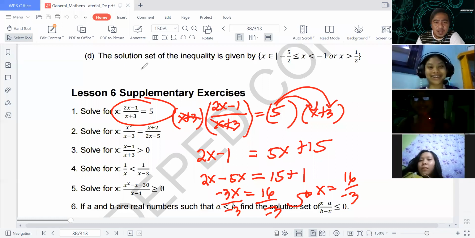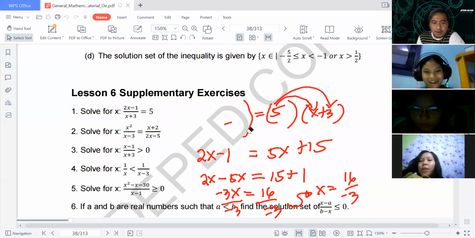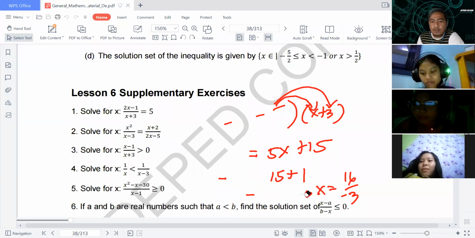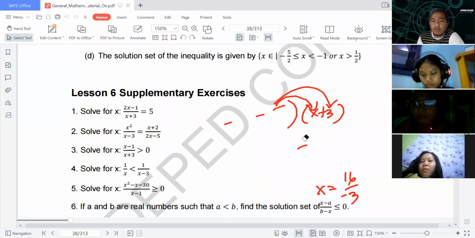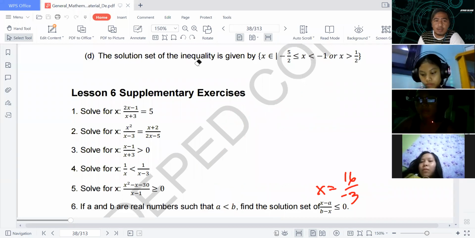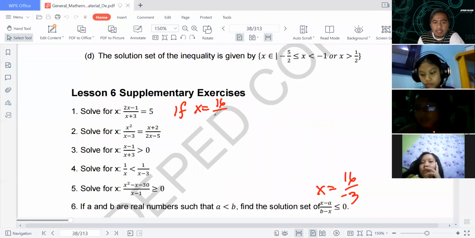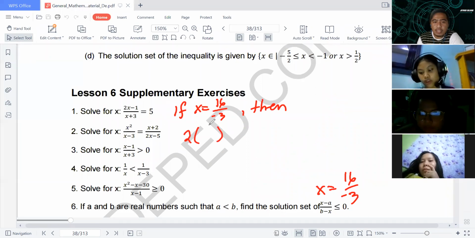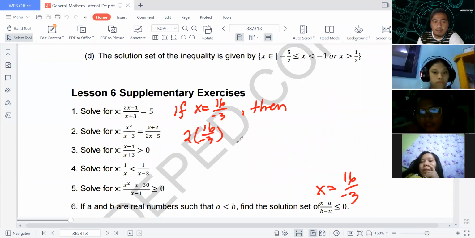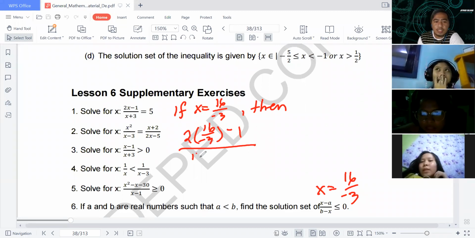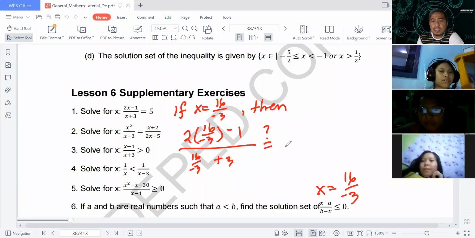Okay? So, that's it. By the way, we will do the checking for it. As stated, you should solve it first, then you will do the checking. How to check? If x is equal to the one that you get, negative 16 over 3, then we will go back to the original equation. The original equation is 2x. Remember, your x is this. So, 16 over the negative of 3 minus 1, all over negative 16 over 3 plus 3, right? Is it equal to 5?